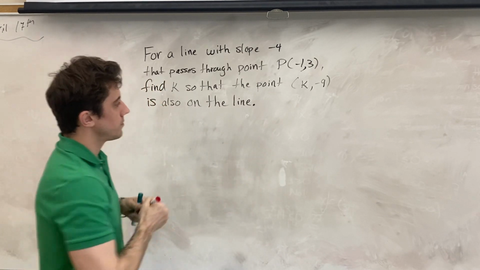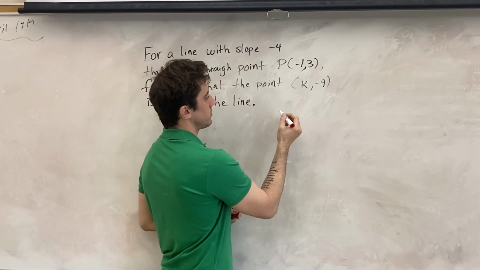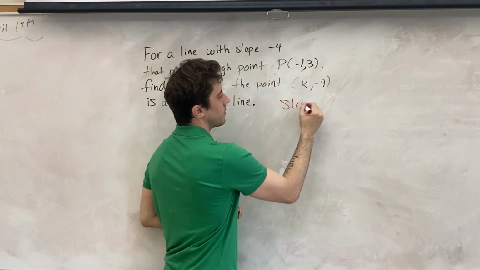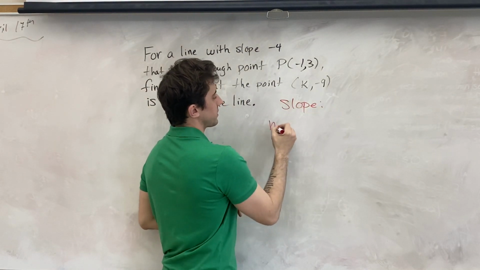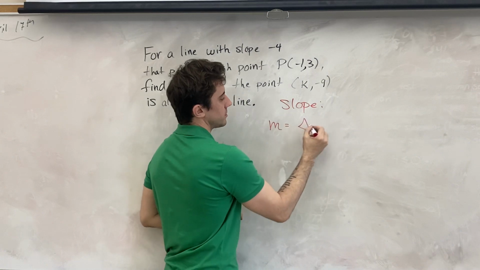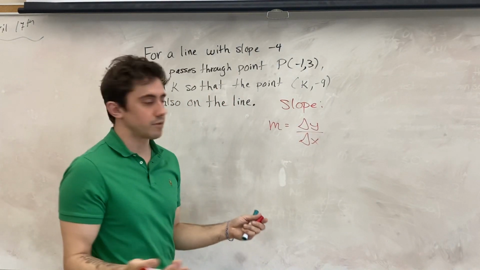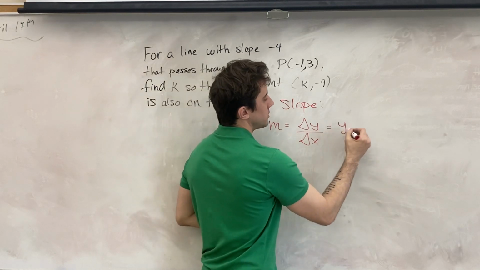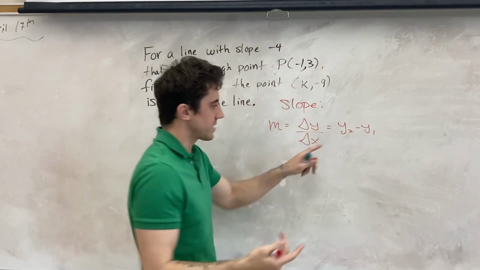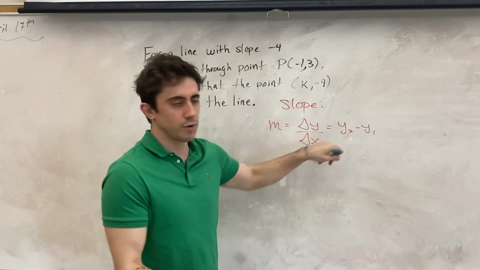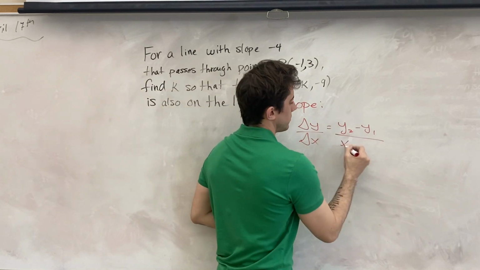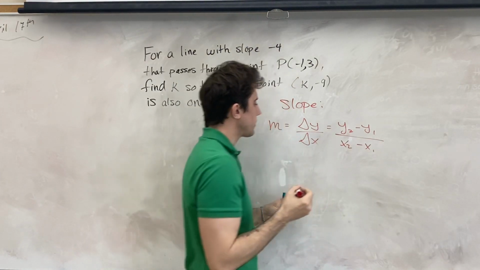Okay? So first of all, we have our general formula for slope. That is that the slope of any line, we typically call that m, is the change in y, delta y, over the change in x, delta x, right? And we can write that as y2 minus y1, the second point's y coordinate minus the first point's y coordinate, over the same thing with the x coordinates, right?